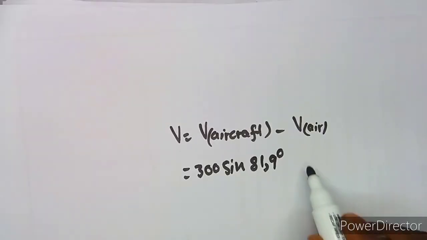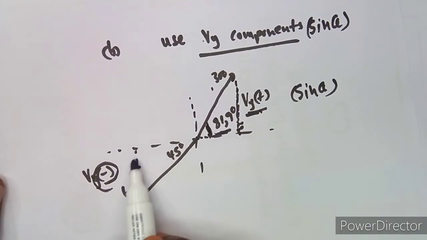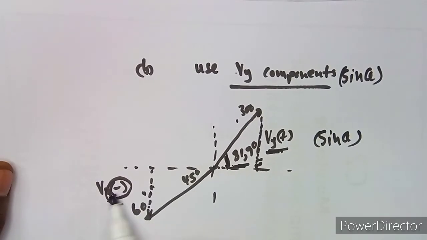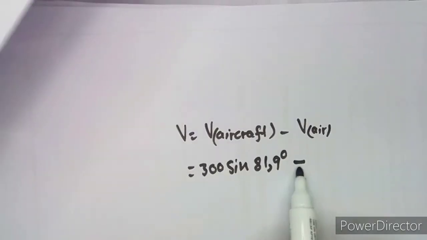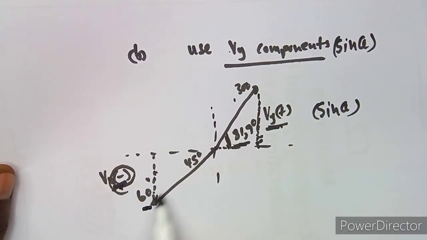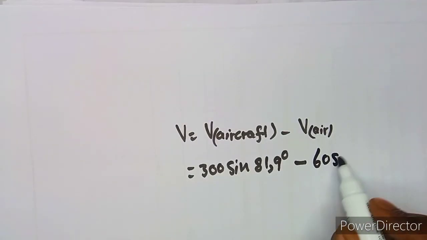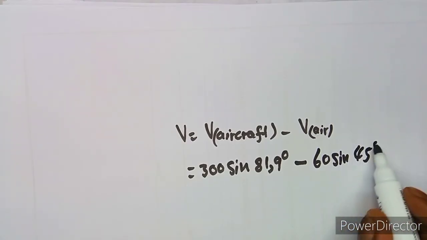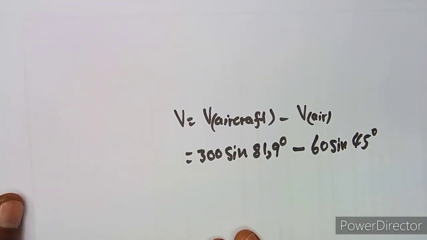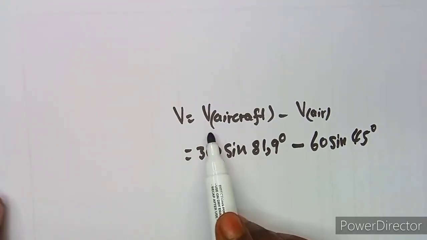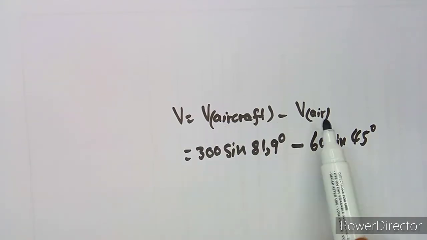81.9 degrees, which is the angle between this one, minus the one in the vertical here. Already the minus is there. This is the one that we have indicated here. So it's 60 sine 45 degrees. That's how you calculate the resultant velocity. You subtract the velocity of the air from the resultant that we had for the aircraft.